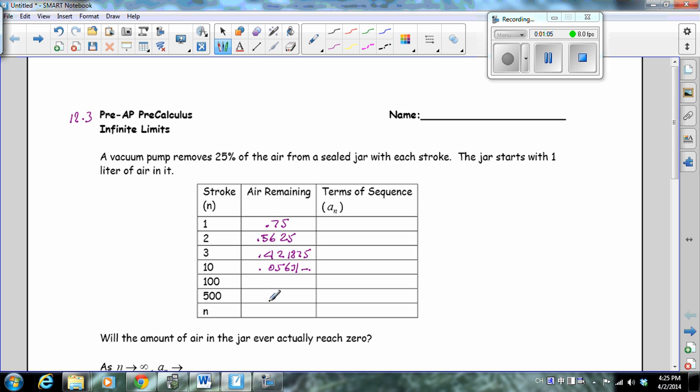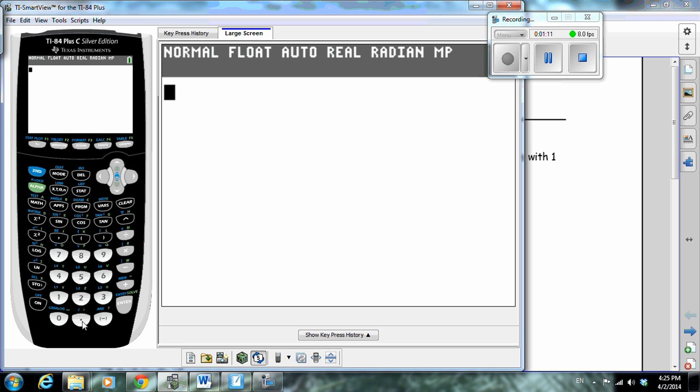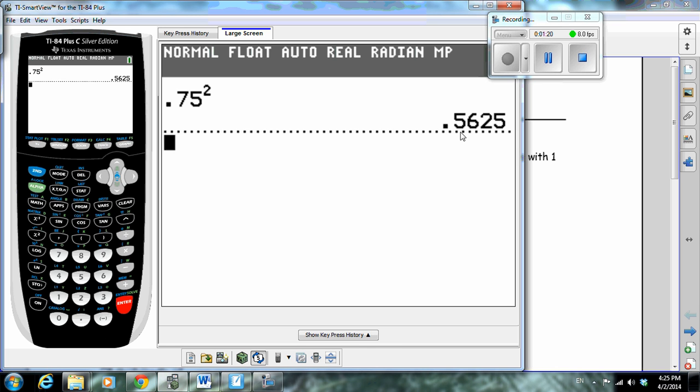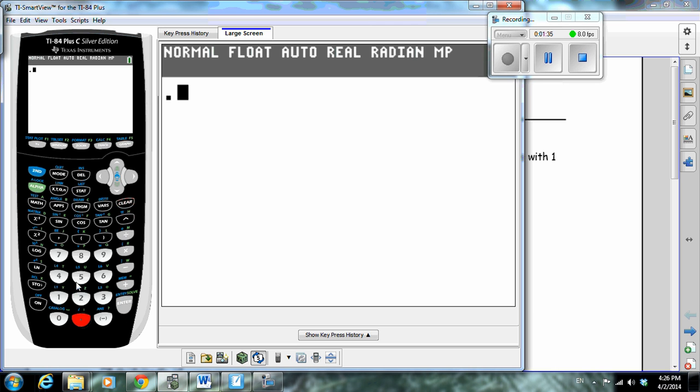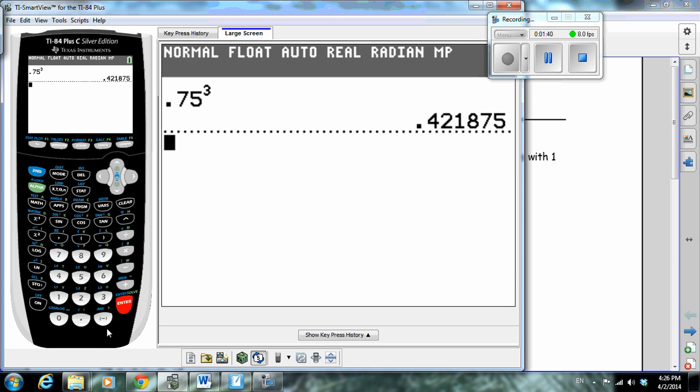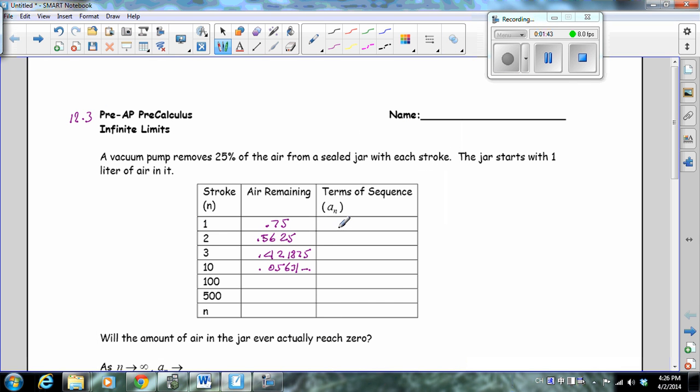Instead of showing you what I will get, I want you to get your calculator and put 0.75 first, and raise it to the power of 2. 0.75 raised to the power of 2 is what we got after the second pump. Actually, I was supposed to start again and do 0.75, this time raised to the power of 3, to see if I get the third one, and yes indeed I get the third one. So my equation seems to be 0.75 raised to the power of n.